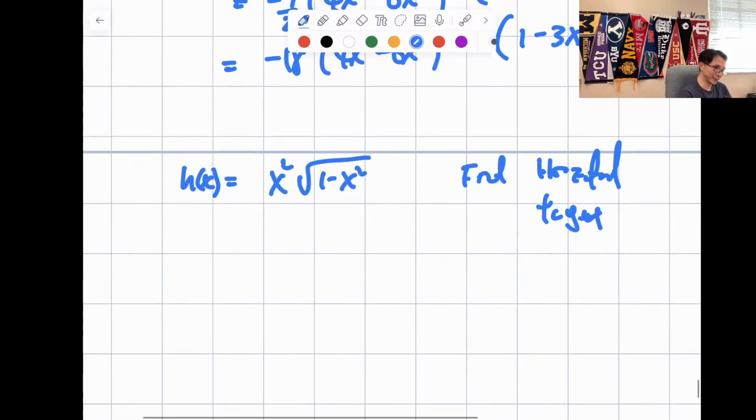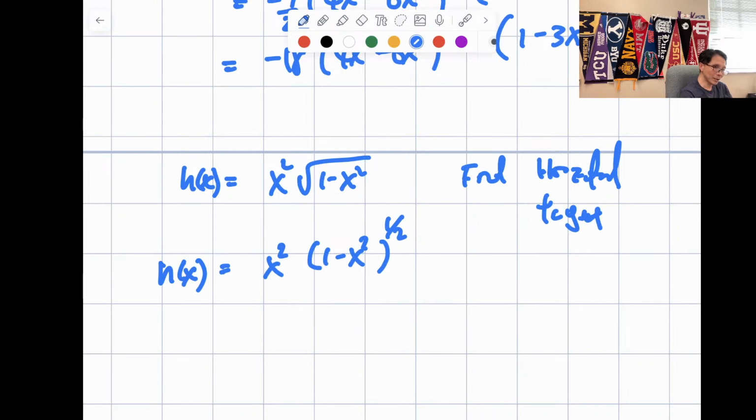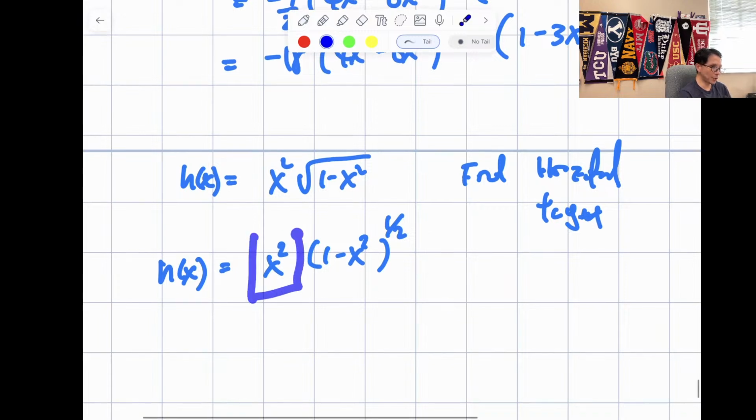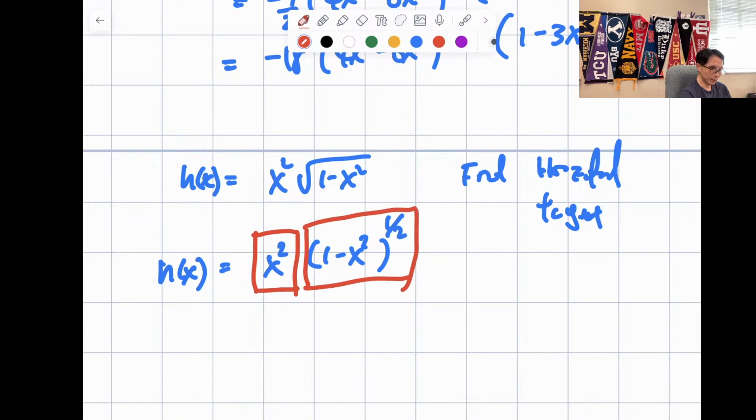All right. So if I have h of x equal to x squared times 1 minus x squared to the half power. So they are two functions multiplied by each other. So in this case, it has to be a product rule. You cannot just do strictly quotient rule because they are two functions multiplied by each other. Does that make sense or no? Jing? Okay. So you cannot just use chain rule here. Chain rule does not apply here.